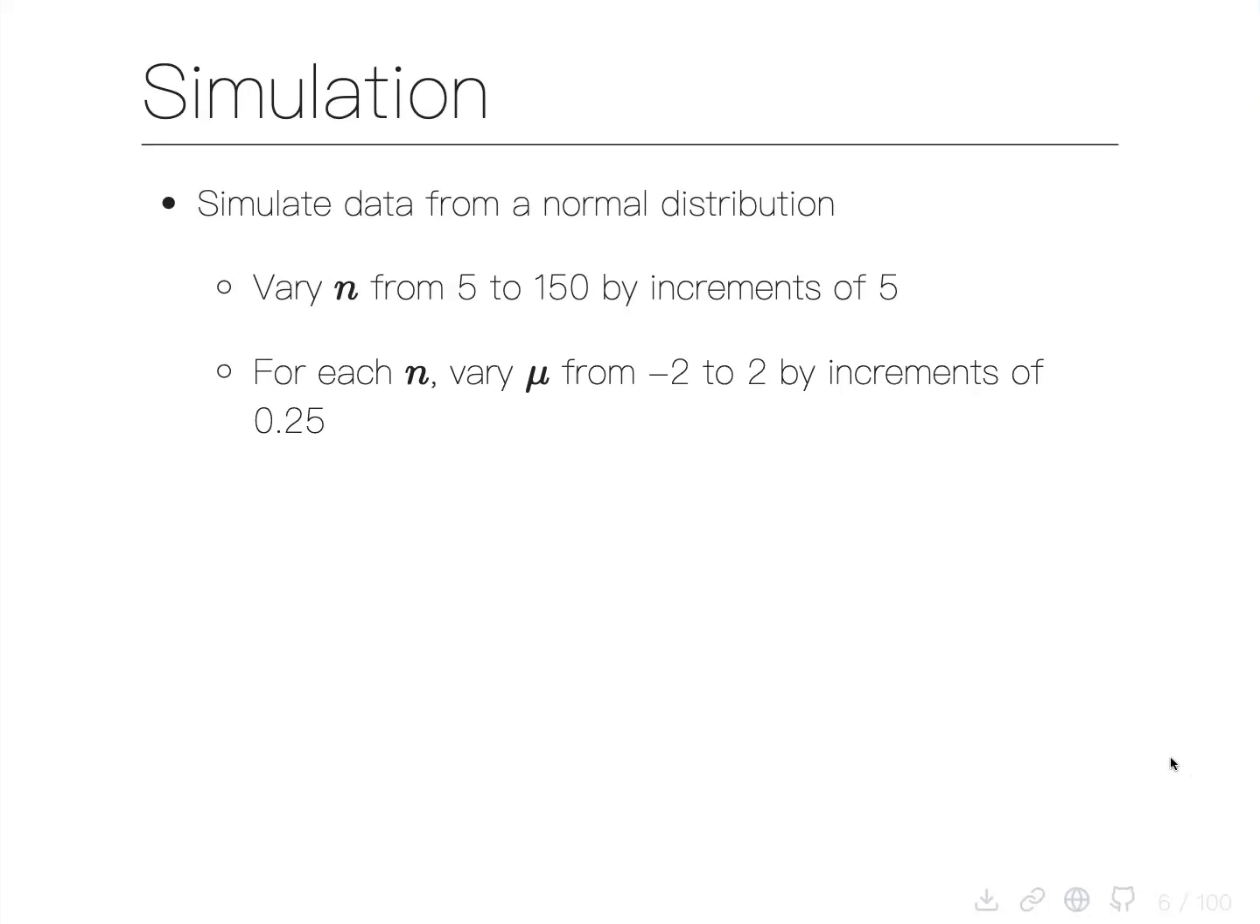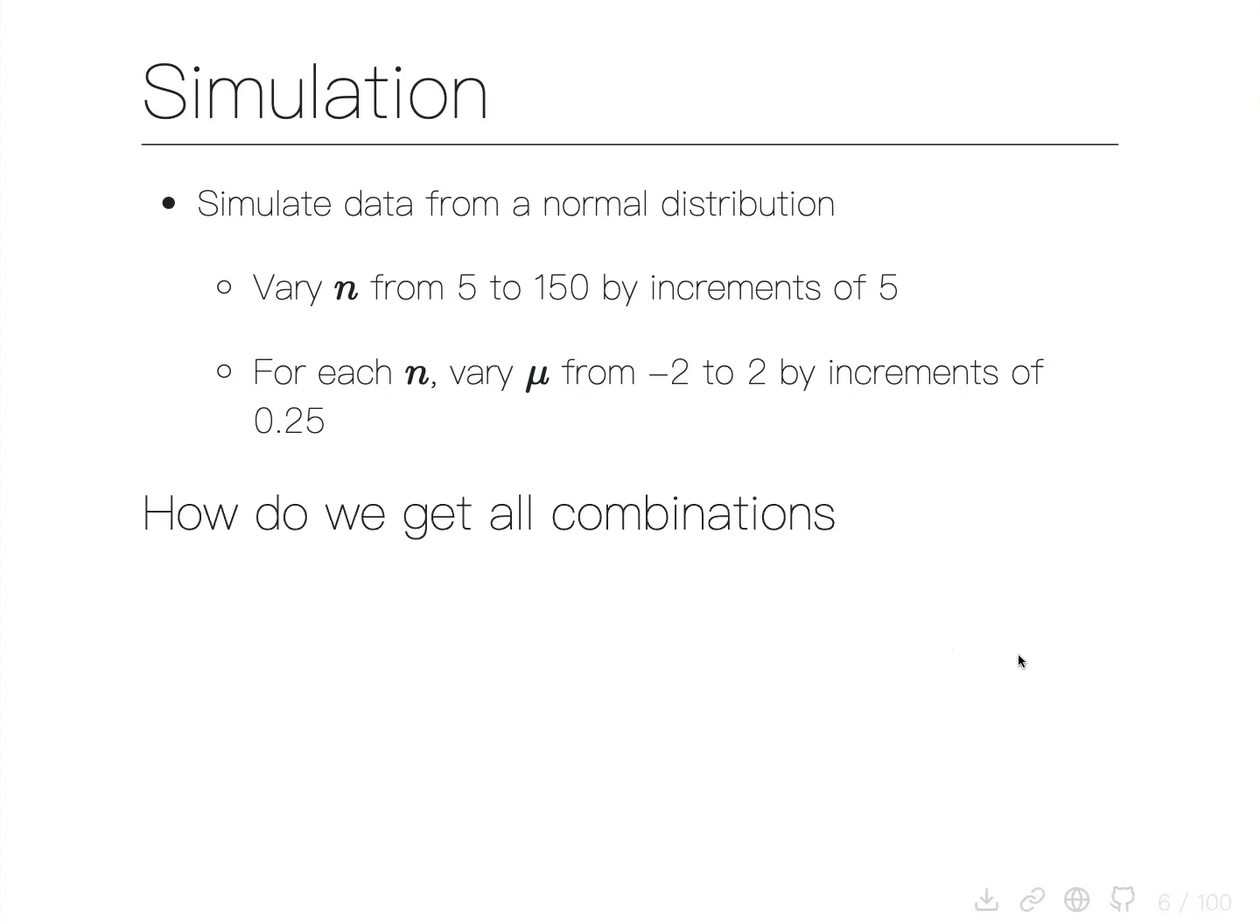Okay, so that's one of the important parts. For every n that I have, I want to vary this mean from -2 to 2. So I want it -2 to 2 for 5, -2 to 2 for 10, -2 to 2 for 15, etc. Okay, so how do I get all those possible combinations?